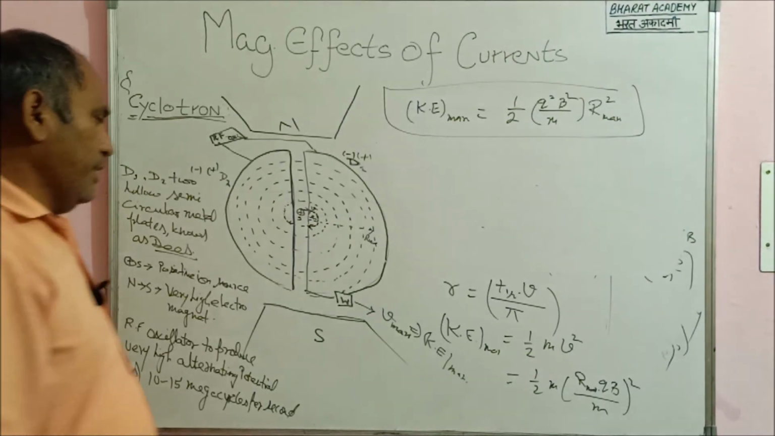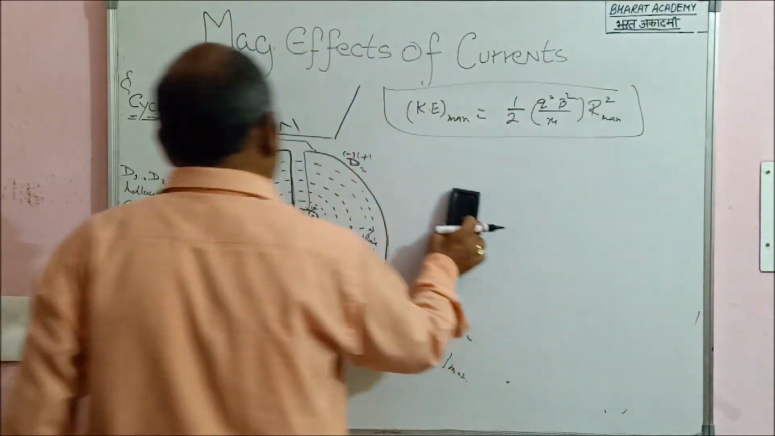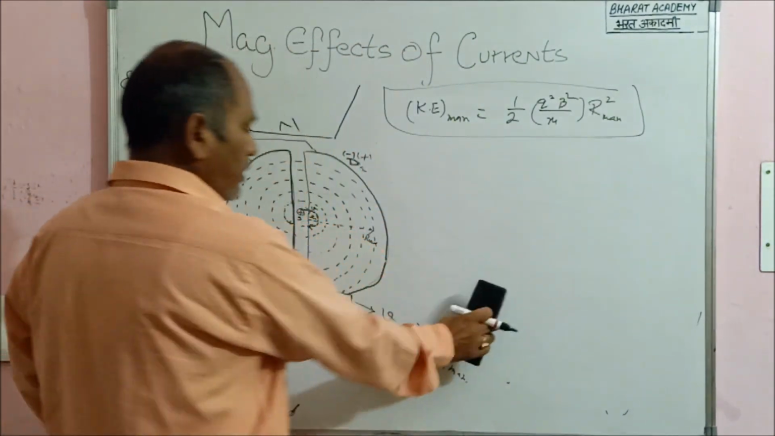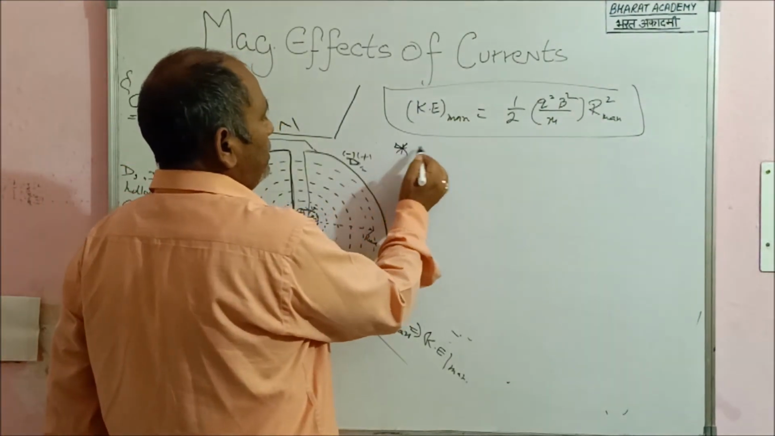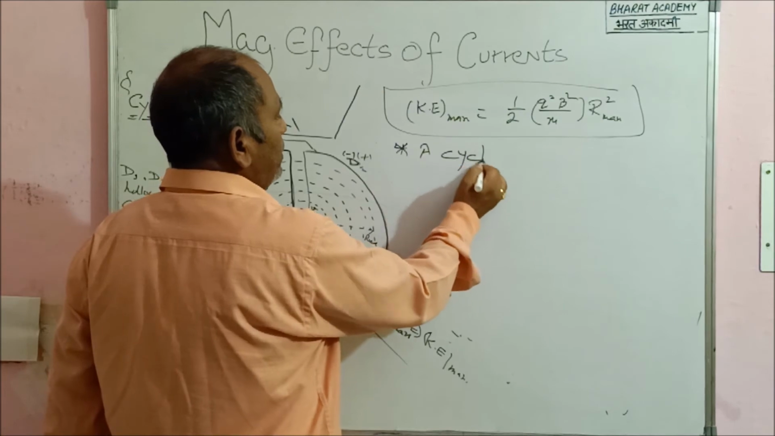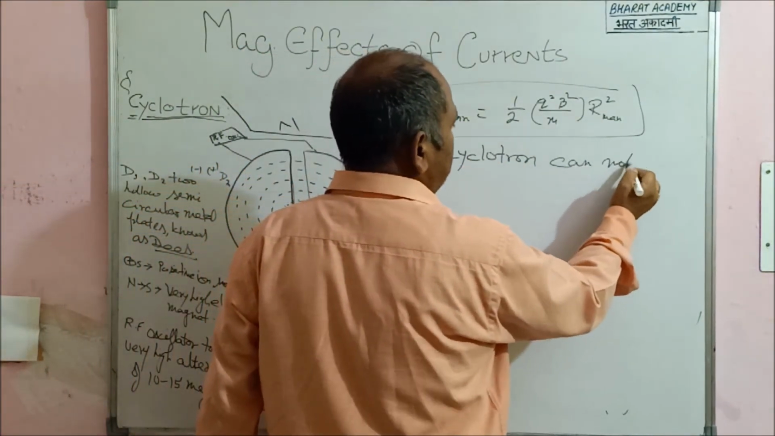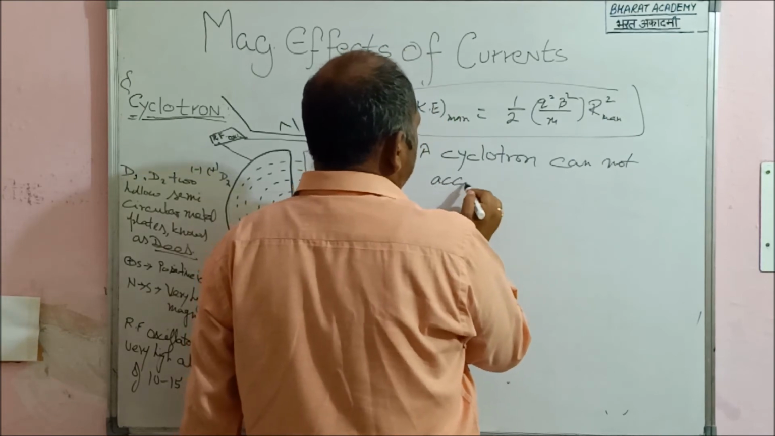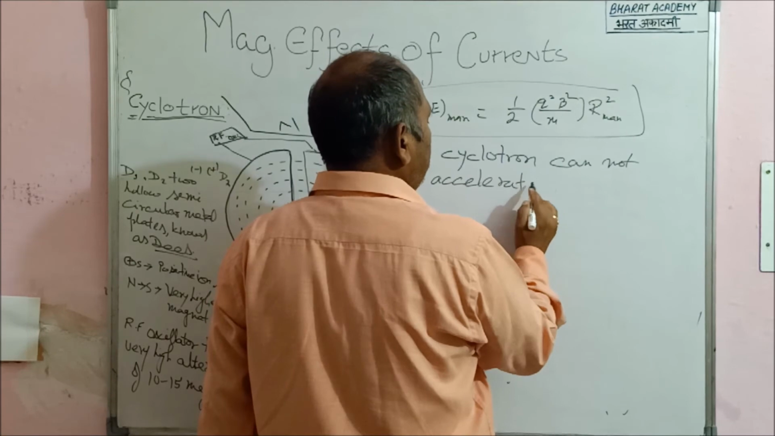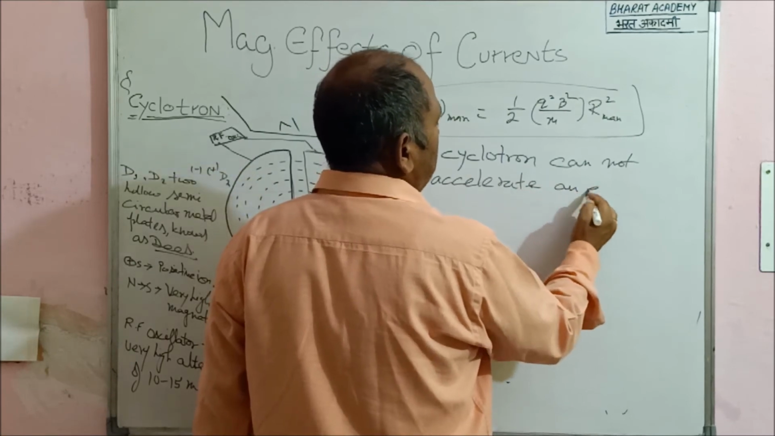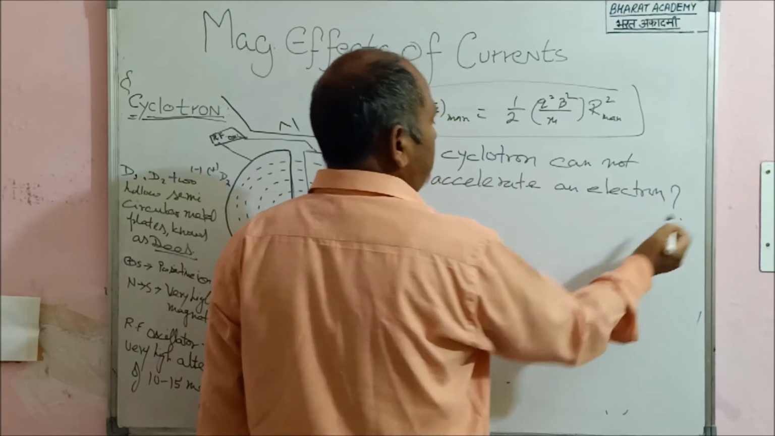Now one more thing: we are saying it can accelerate proton and deuteron. Why not electron? So this is the limitation of the cyclotron. A cyclotron cannot accelerate an electron. The question arises, why?